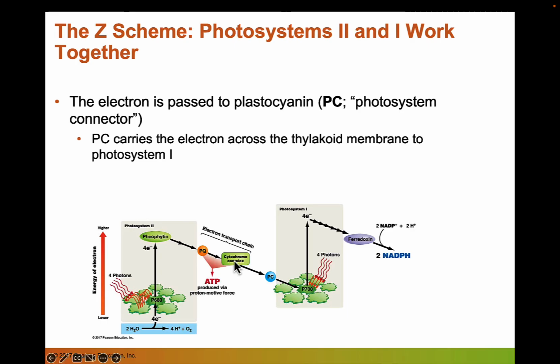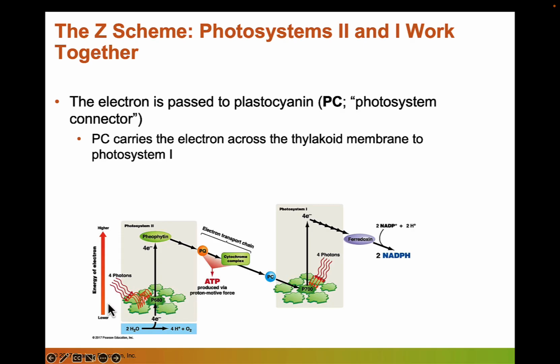And it's this special protein or molecule here called plastocyanin, or PC, for photosystem connector. What it does is it carries electrons from the cytochrome complex through the thylakoid membrane and to the P700 reaction center to replace those electrons. So this is the shape, as you can see, of a Z.